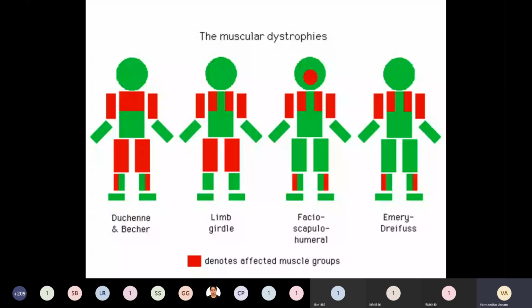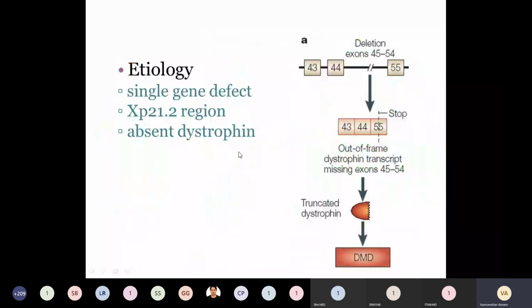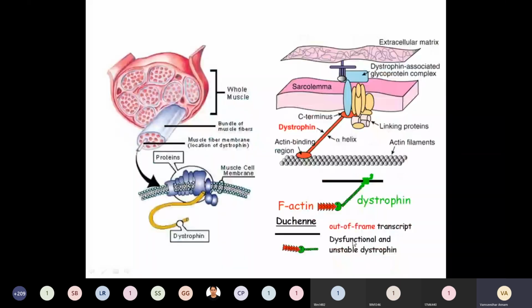First one, Duchenne muscular dystrophy, you can just see this one in all these areas. In Duchenne muscular dystrophy, a large number of muscle groups are affected, whereas in other muscular dystrophies it is a bit limited. Here it is very high, as in limb girdle. What actually happens here is the etiology is a single gene defect, that is, dystrophin is absent. Once dystrophin is absent, it results in Duchenne muscular dystrophy.